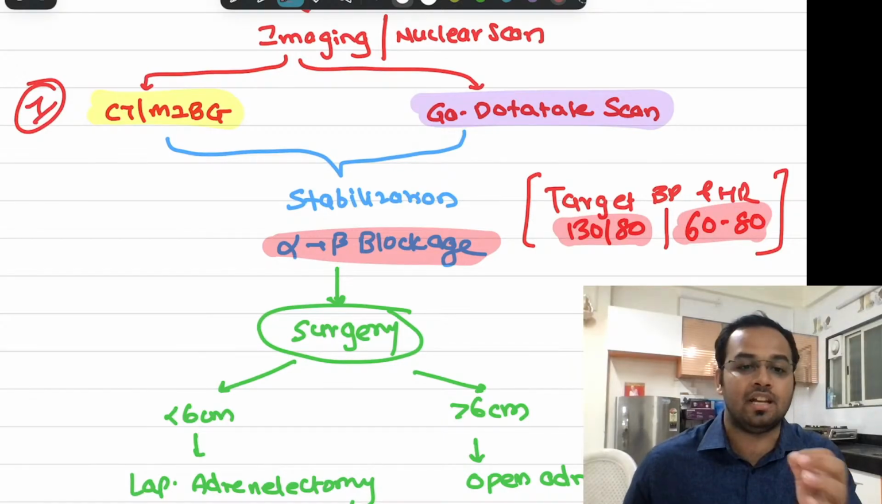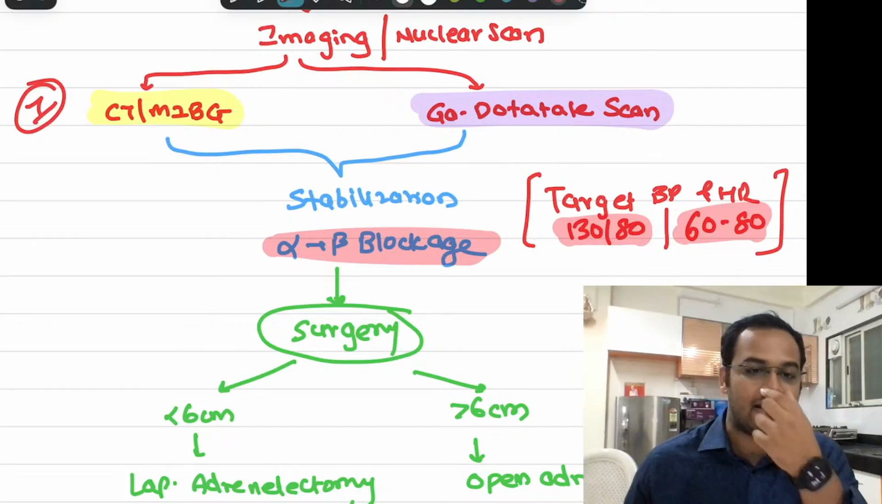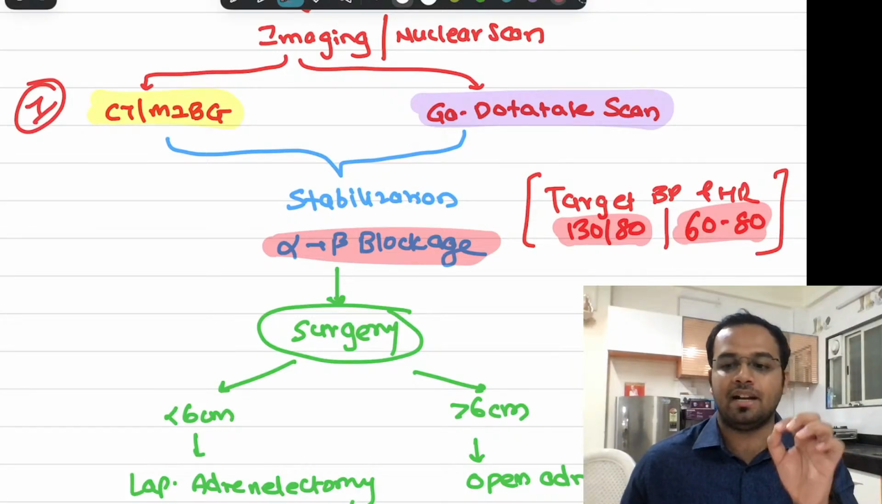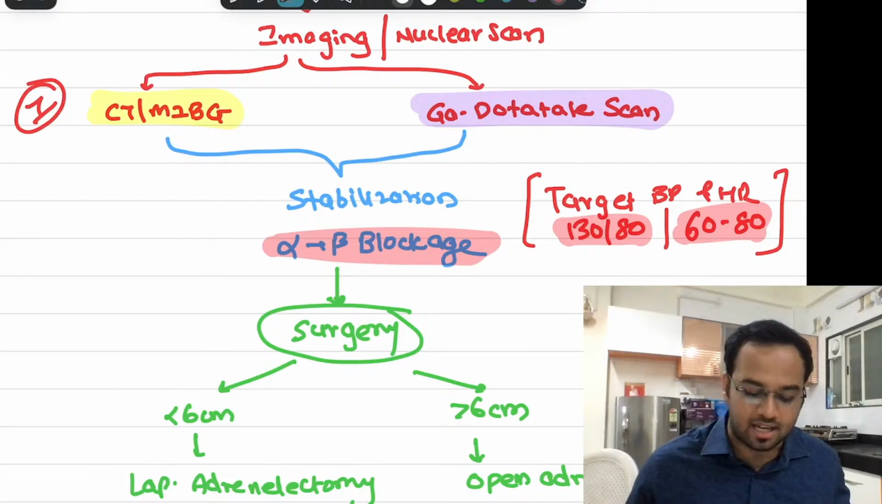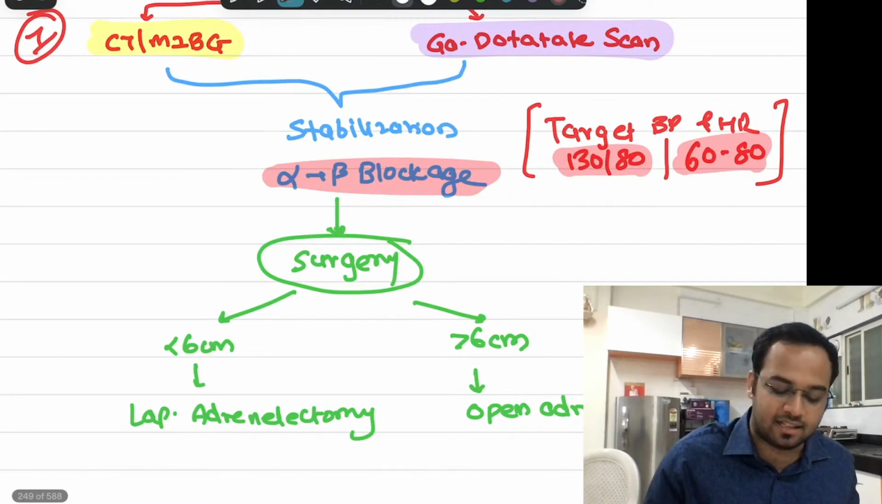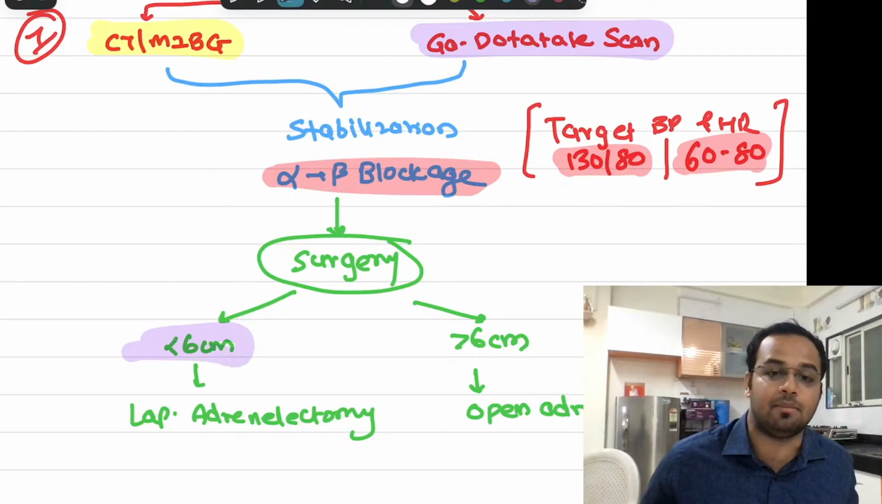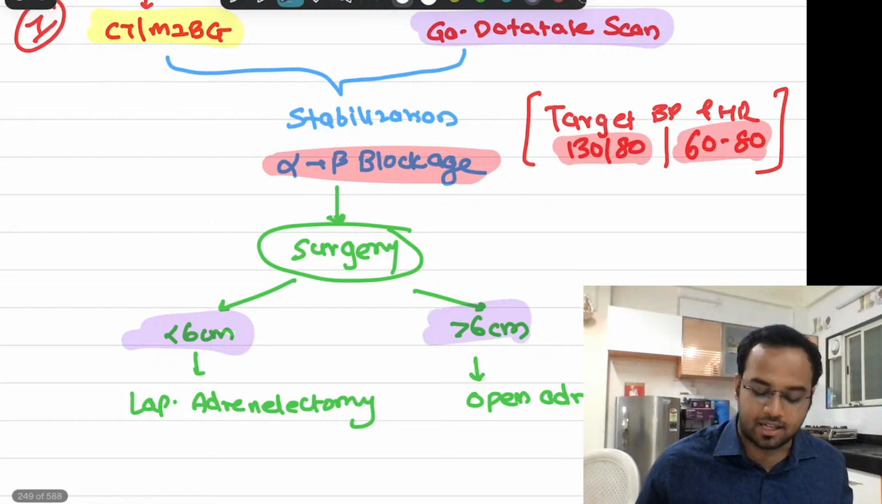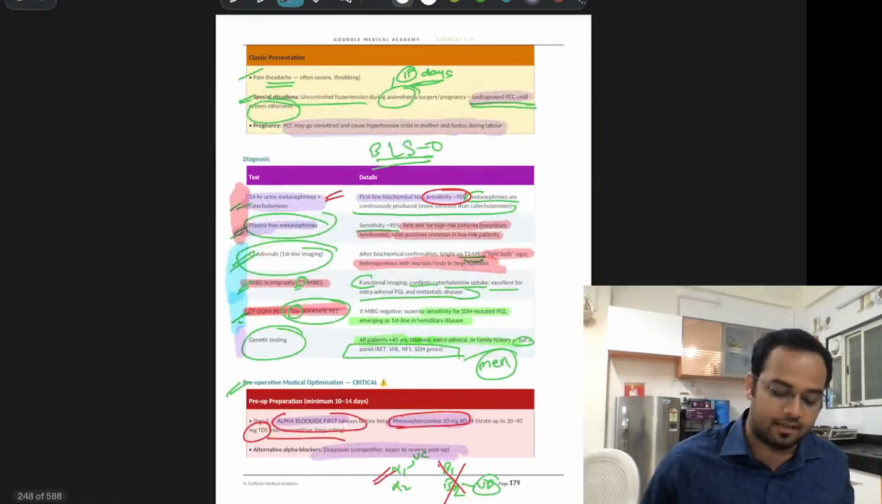We also saw a few clinical signs. The patient will have postural hypotension and nasal stuffiness, because of alpha blockage working, and it is a sign that the blockage is adequate. After that you post the patient for surgery. Always remember, we have already seen in adrenals that if any tumor is less than 6 centimeter and you are not thinking of a malignancy, you can go for a laparoscopic surgery. But if the tumor is more than 6 centimeter, you go for an open adrenalectomy.